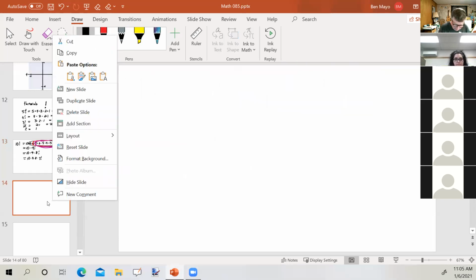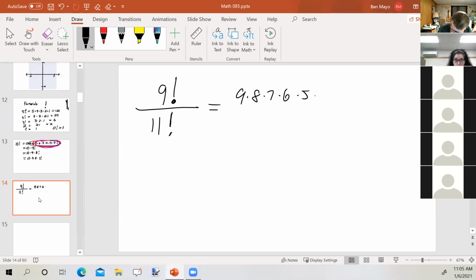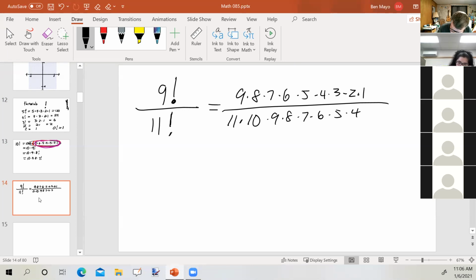Okay. Now, let's take a look at some problems. Let's say we have 9 factorial divided by 11 factorial. Now, the long way of doing this would be to say, oh, that's 9 times 8 times 7 times 6 times 5 times 4 times 3 times 2 times 1 over 11 times 10 times 9 times 8 times 7 times 6 times 5 times 4 times 3 times 2 times 1. Okay, that's the long way.